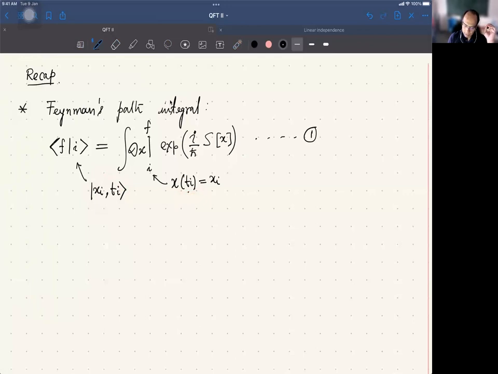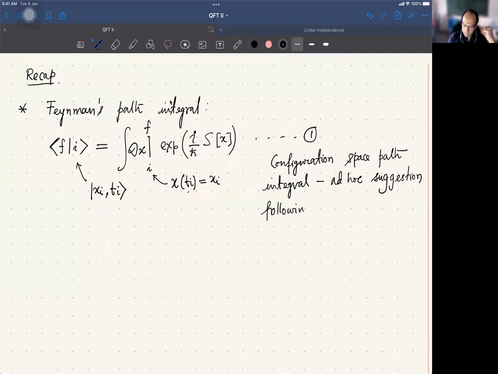Okay, so the comment is that this is a configuration space path integral, and it is obtained through an ad hoc suggestion following Dirac's intuition.